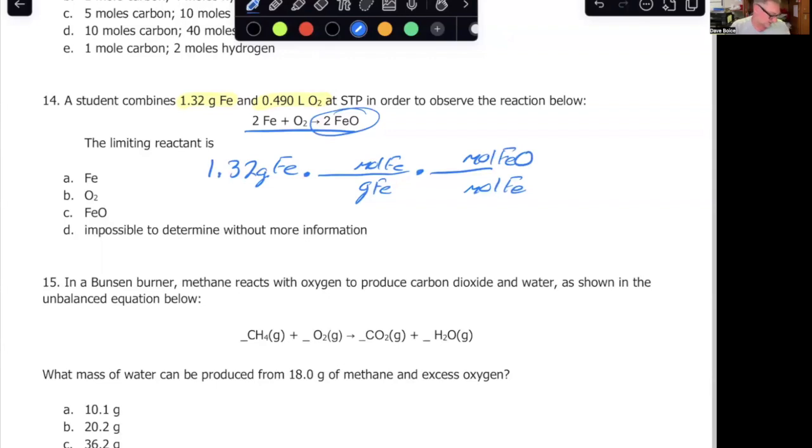So according to my periodic table, 1 mole of iron weighs 55.85 grams. And according to my balanced equation, 2 moles of iron can produce 2 moles of iron oxide. So it's a 1 to 1 ratio.